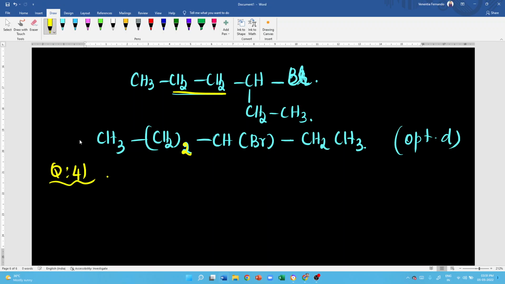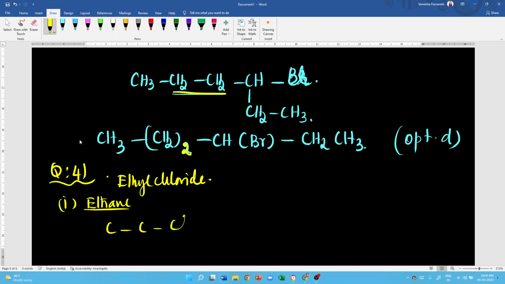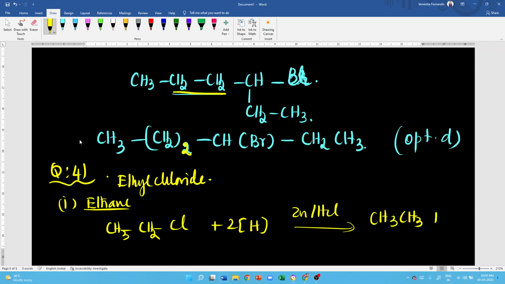How will you convert ethyl chloride? A very simple question. Ethyl chloride into, first, ethane. What does ethyl mean? 2 carbon. Chloride means 1 Cl. So we can achieve this by adding nascent hydrogen, 2 nascent hydrogen, and our reducing agent is zinc and HCl. The product is ethane, CH3CH3, plus HCl. The second one is n-butane.